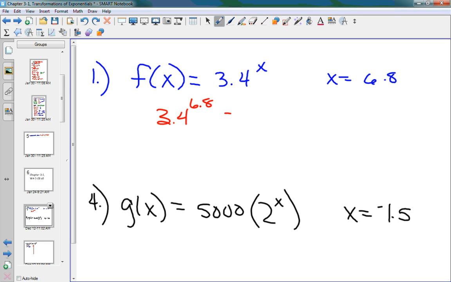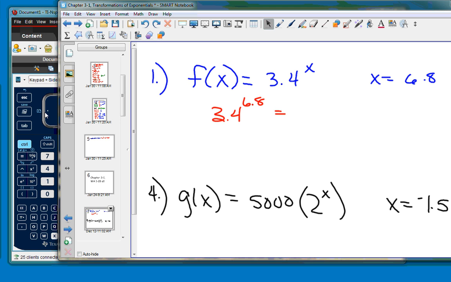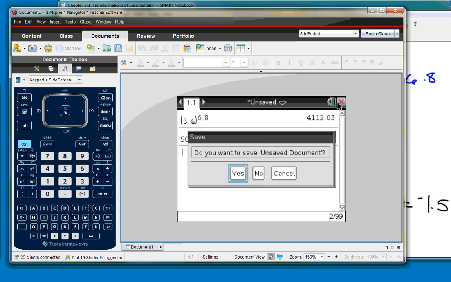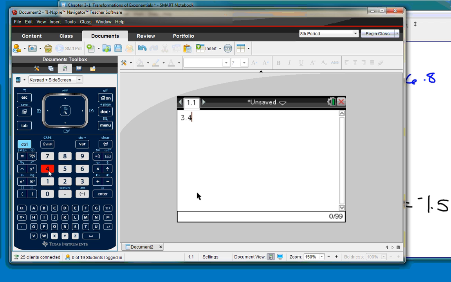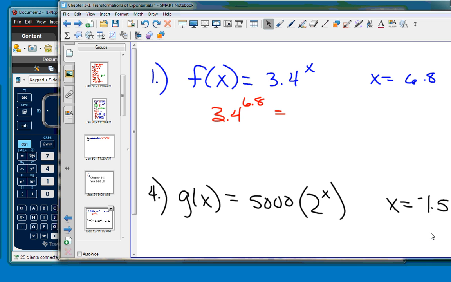So all you're going to do is get a graphing calculator and just type in 3.4 caret 6.8. Enter. That's it. 4,112.03. Done. Do we understand how to do 1 through 6? Yay or nay? Yeah. We good?